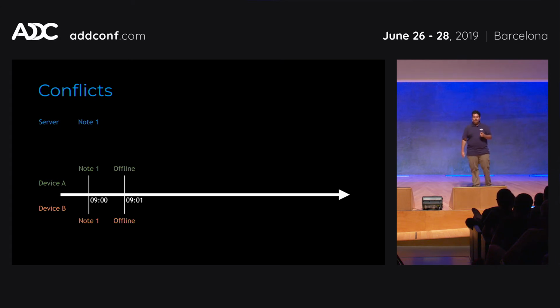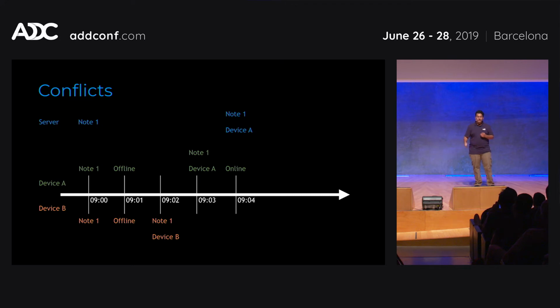Now, let's say at 9:01, both the devices go offline. At 9:02, device B says, I'm going to modify that note and add the text device B underneath it. And at 9:03, device A says, I'm going to also modify that same note and make it device A. Now, let's say at 9:04, device A goes online, and it's going to try and push that data up to the server, at which point the server says, OK, great, now I think it's device A as well.